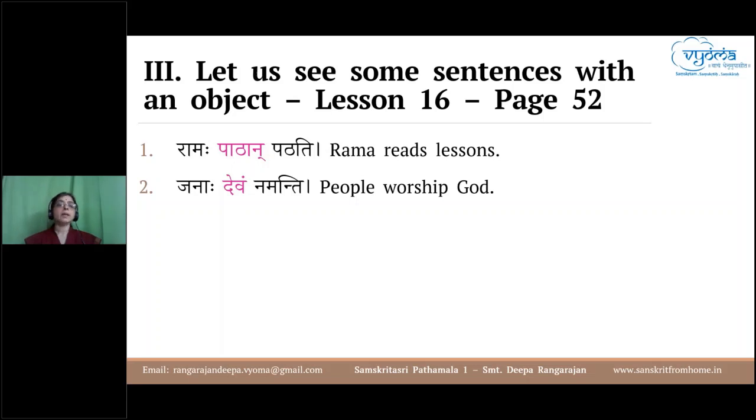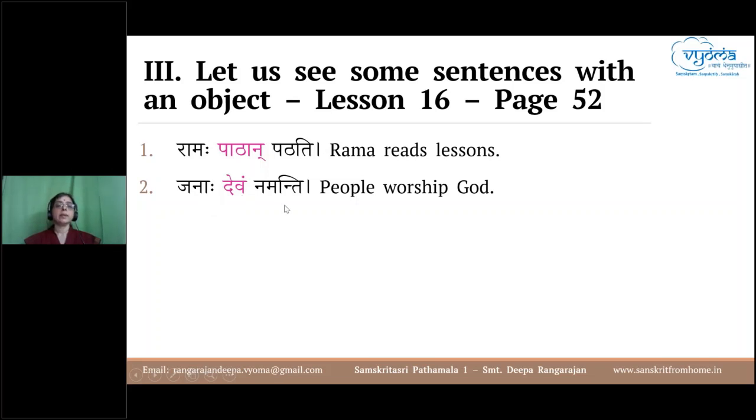So, Pathaha, Pathau, Pathaha, Patham, Pathau, Pathan, just like Rama Shabda. So, Pathan is again in Dvitiya Vibhakti. So, the meaning of the sentence is Rama reads the lessons. So, Pathan is Dvitiya because it is the object.